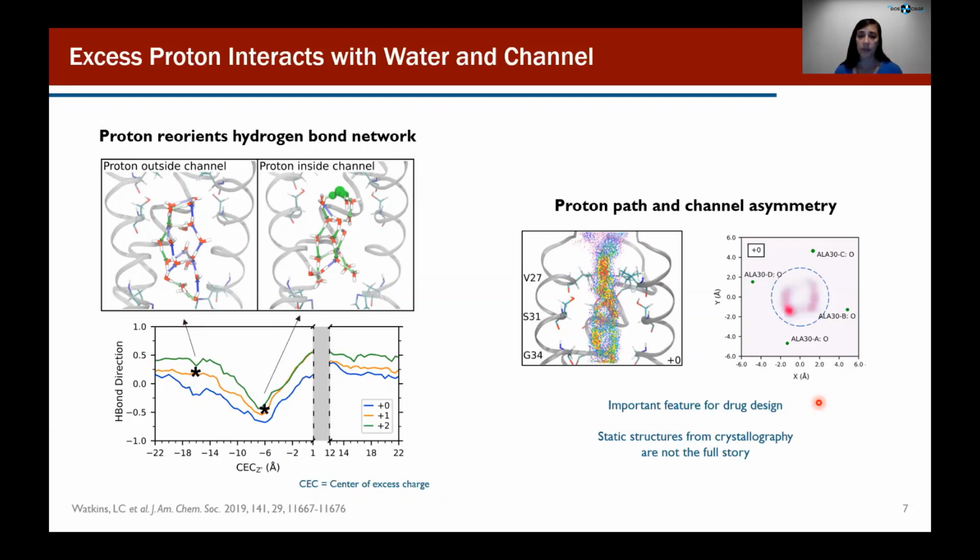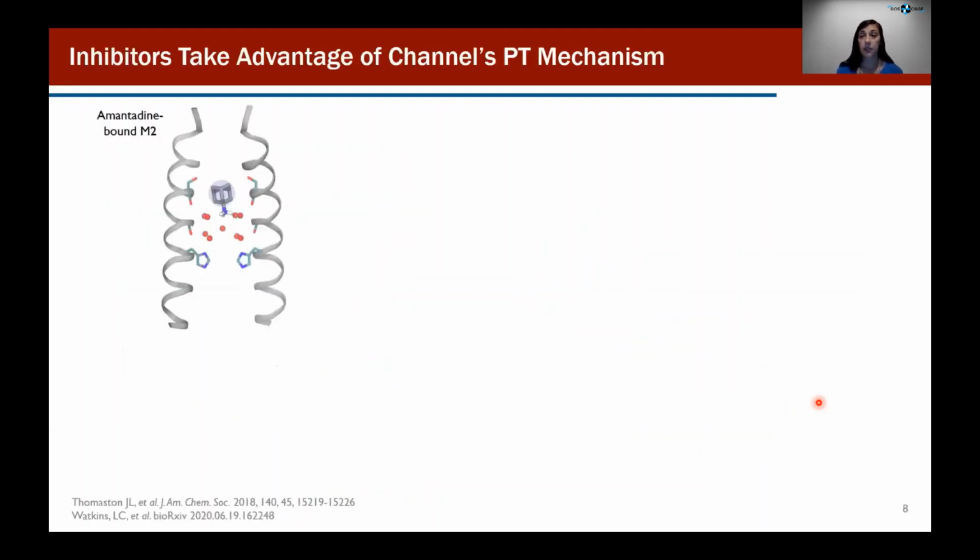And together, both of these results and other results really show how static structures from crystallography or other experimental methods don't show the full story of proton transport. And it's really difficult or impossible to understand how proton transport works without looking at this dynamic picture. So then I took this a step further and looked at what we can learn about drug binding by looking at the proton transport mechanism.